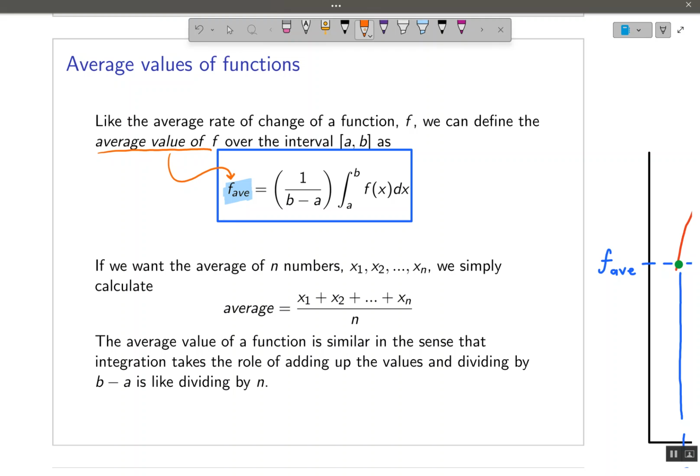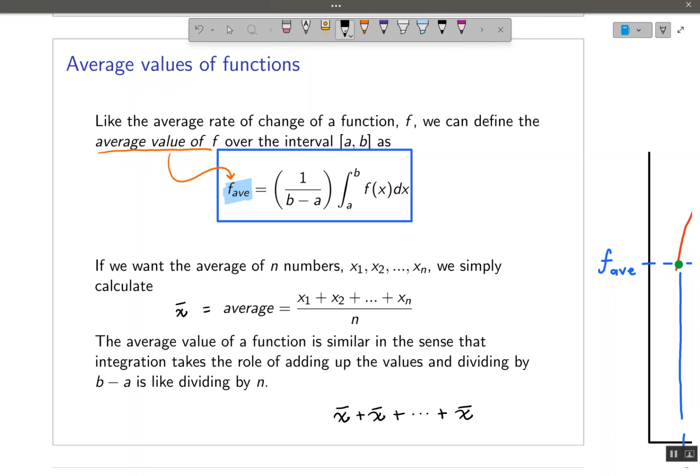If we're talking about the average of numbers, say x1 plus x2 all the way up to xn, the average is we add up all the numbers and divide by n. Let's call this average x bar. This number is the only number that if we add it up n many times, we get the same sum.